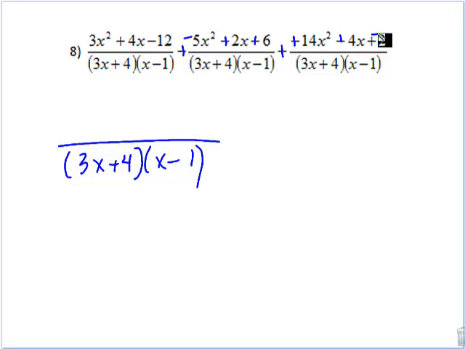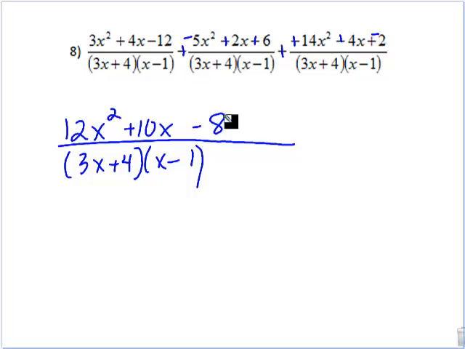And now we go through and we'll just combine all of our like terms together. So we have 3x squared plus a negative 5x squared plus a 14x squared. Yep, 12x squared. Okay, now combine our x's. 4x plus 2x plus 4x. 10x. And negative 12 plus 6 plus a negative 2. Negative 8. Okay, so there we combined.